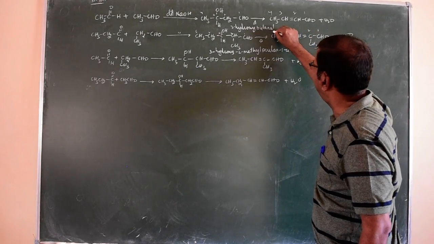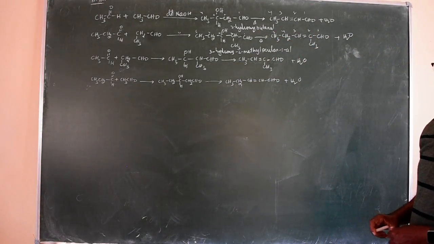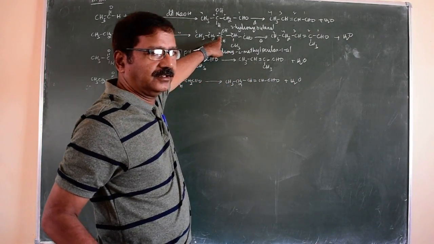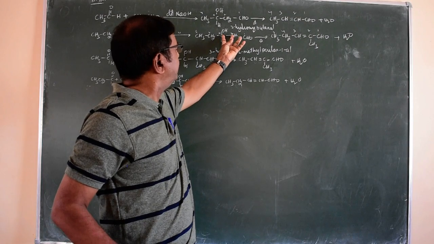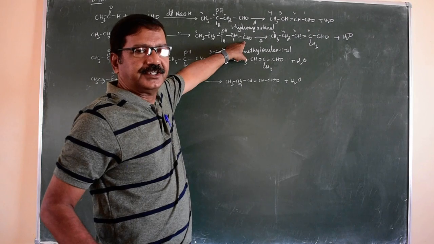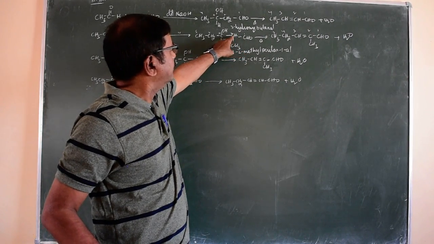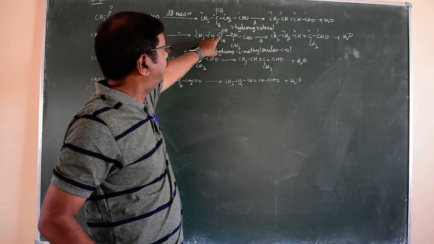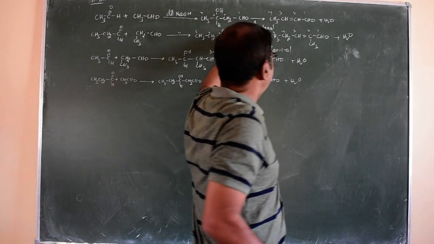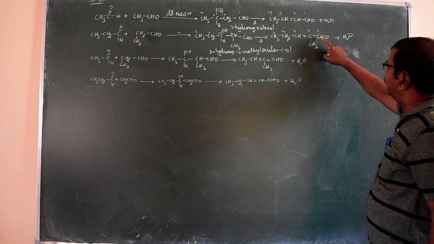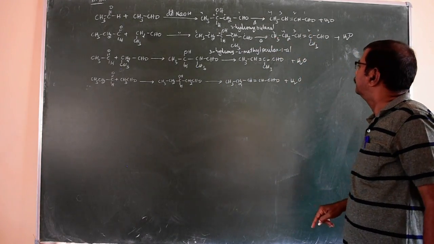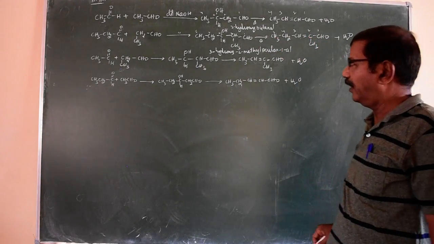So it's an alpha-beta elimination. This is the alpha carbon, this is the beta carbon. That means elimination must take place between these two, not between these two. The carbon adjacent to CHO is alpha, then beta. Elimination of H2O takes place between OH and H, so you are getting this product. The name of this one is 2-methylpent-2-en-1-al.